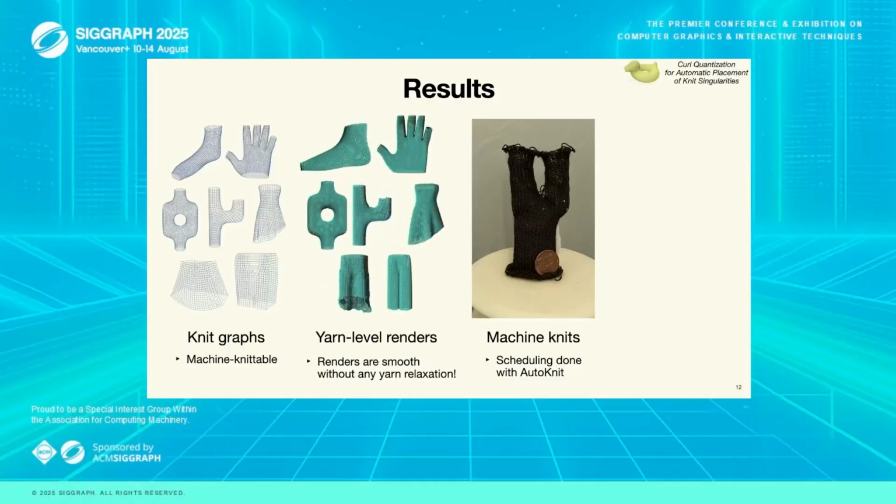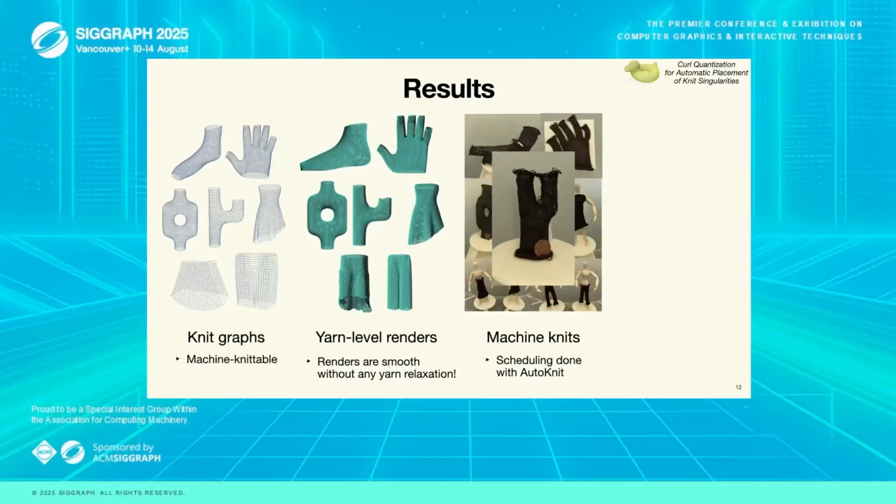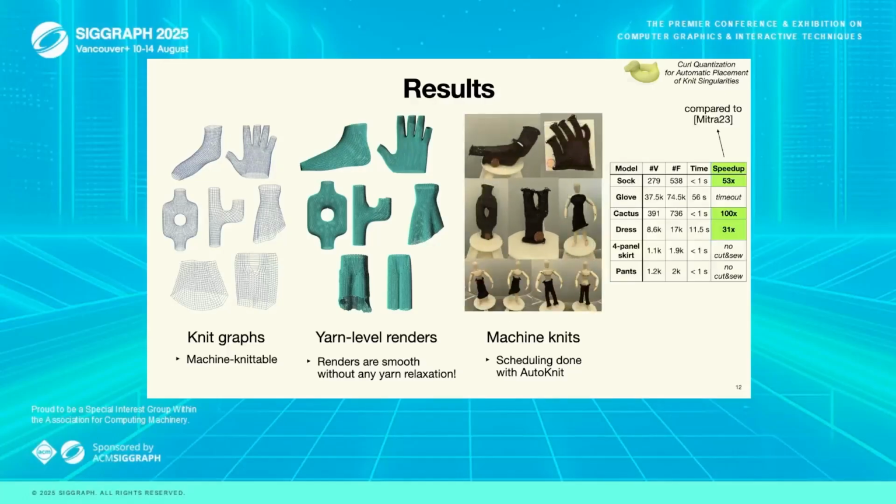And naturally, we were able to schedule these knit graphs using AutoKnit to send them to an actual knitting machine and produce these knits that you'll be able to see at the poster session. We provide some figures about the size of the support mesh and the runtimes. And what's important to see here is that compared to previous work, Mitra 23, we are between 30 times and 100 times faster, which is great for people wanting to use our tools.